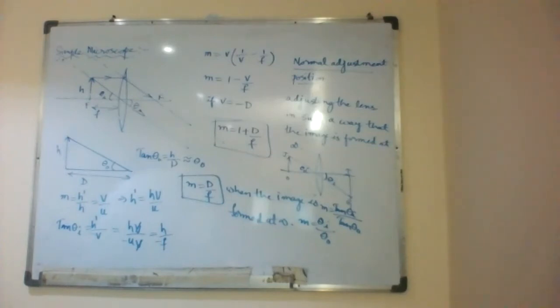Compound microscope: now see here, this is when it is formed at D. This is when it is formed at infinity. Two figures are there. Only in the textbook they are given only for infinity, for the compound microscope. They didn't give it for D. If they would have given for D, the two rays, see, is it parallel? Yeah, this is the D.